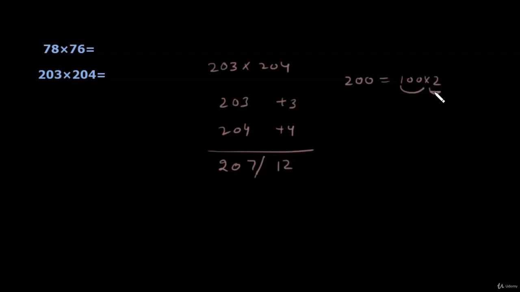But there is a sub multiple involved, and that is 2. So we will multiply 207 by 2. 414, the answer becomes 41412. Because the second part is already a 2-digit number, we write 12 as it is.